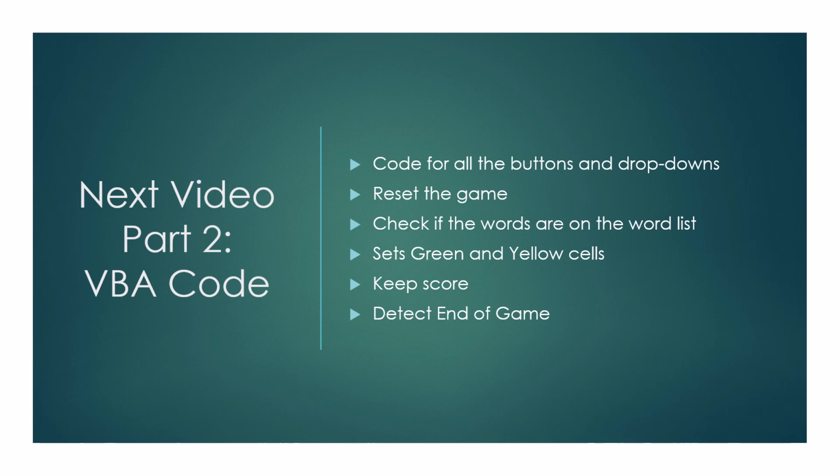So a few things that you're going to see in part 2 is that it will be code for all the buttons and the drop downs. It'll have the steps to reset the game, check if the words are on the word list, set green and yellow cells, keep score, and detect the end of the game. So it's not conceptually very difficult, it's just a lot of steps. And hopefully as I go along, you'll get to see some of the techniques of using Visual Basic for Applications like loops and addressing cell ranges and doing some error checking. So we'll see you with the next video.